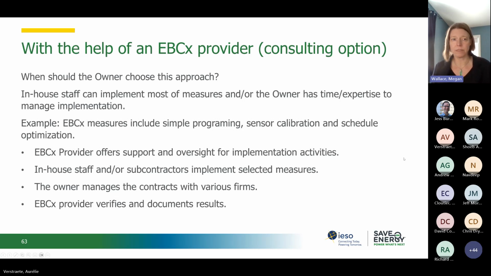maybe some schedule optimizations. For this option, the EBCx provider offers support and oversight of the implementation activities, and the in-house staff or any subcontractors hired by the owner would implement the selected measures. And it's the owner who manages these contracts with the subcontractor. The EBCx provider verifies and documents the results of the EBCx implementation.